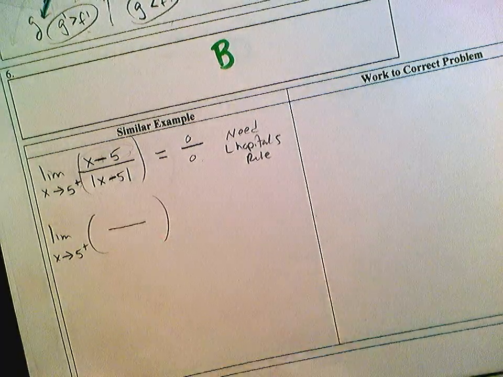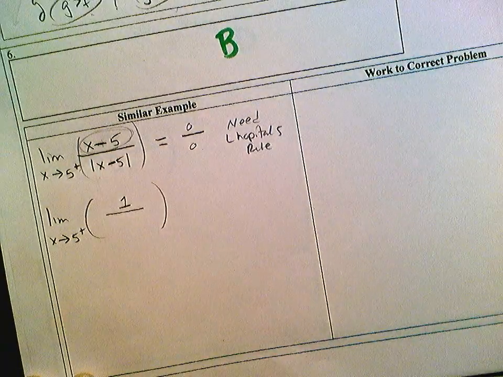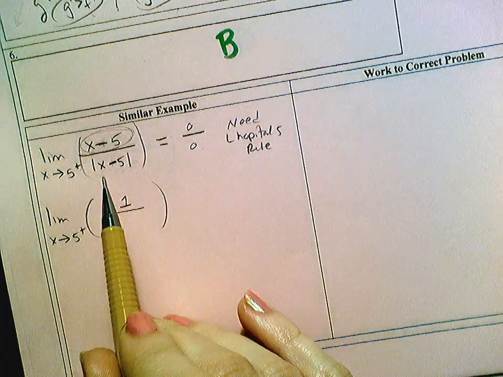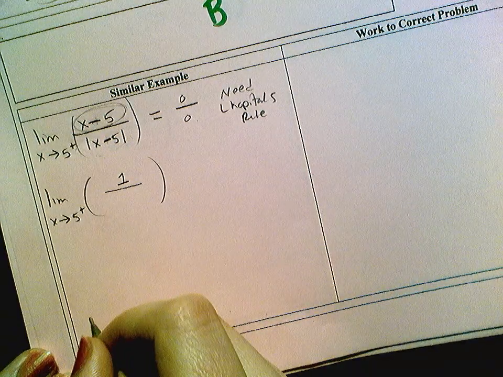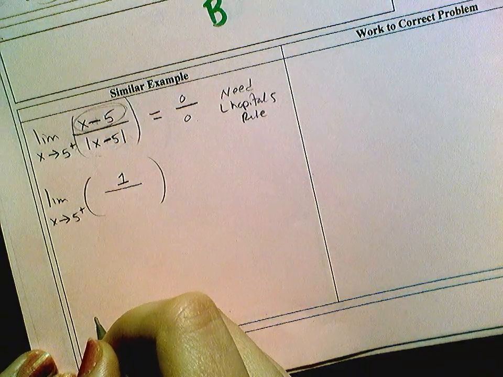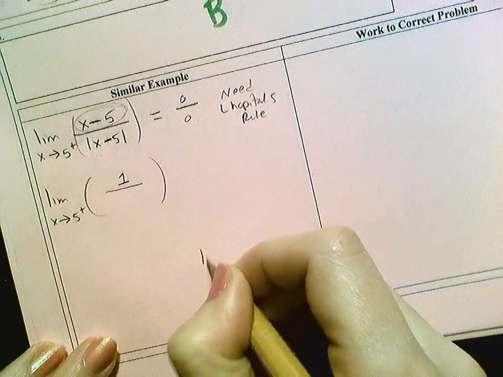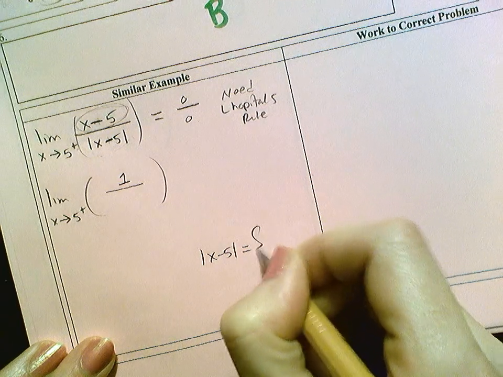L'Hopital's rule says that we can just take the derivative of the numerator over the derivative of the denominator. Now, the derivative of the numerator is just 1. But for the derivative of the denominator, you need to think of it as a piecewise function. So I'm going to go over here. Let's go x minus 5, the absolute value of x minus 5.